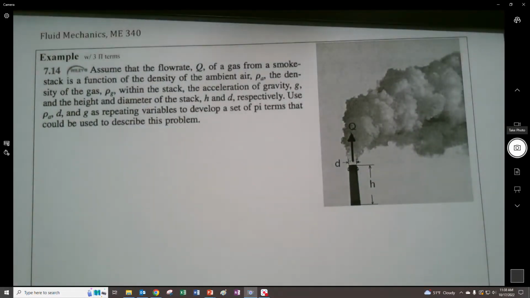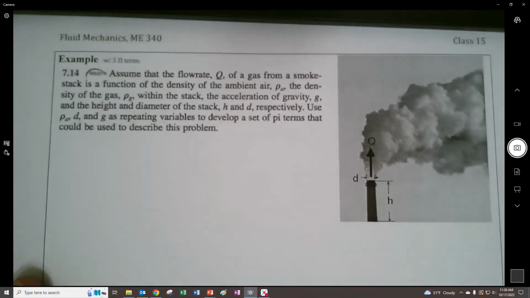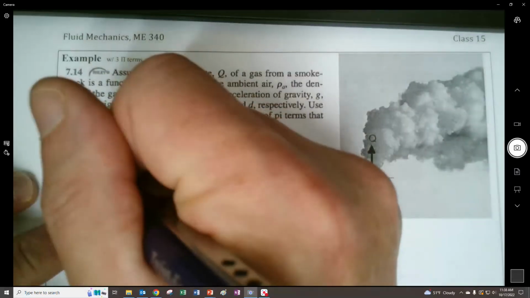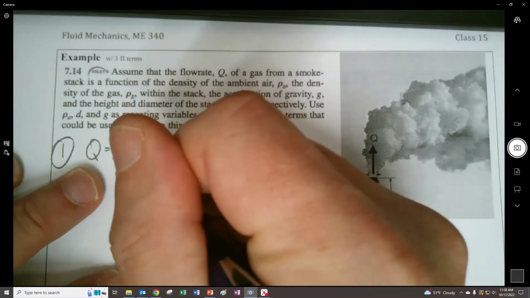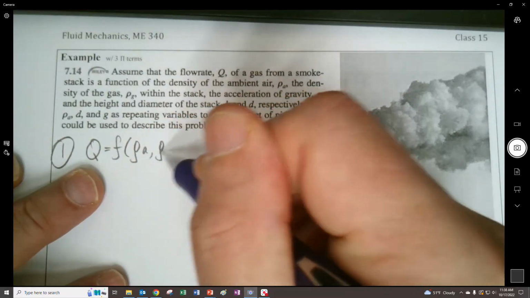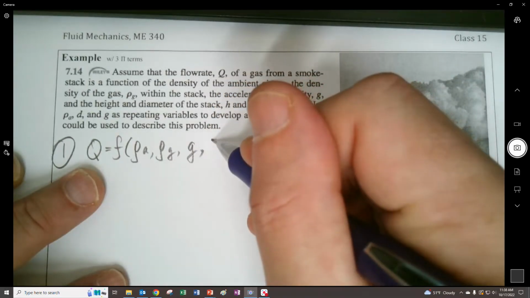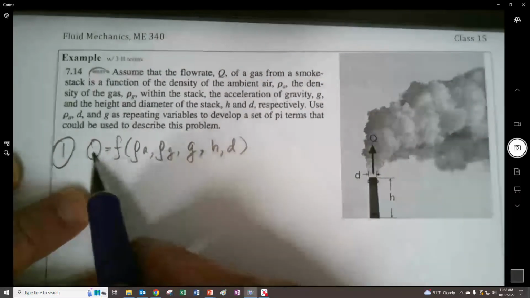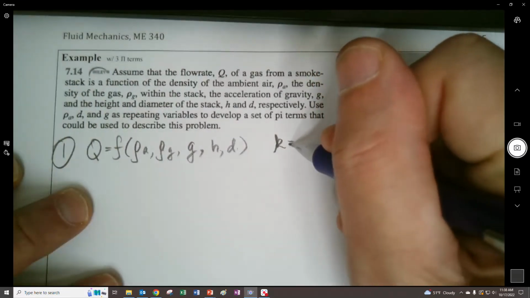So if we follow the step-by-step method I had described in class or in the previous video, we're going to first write out what our function is, right? So they're saying that the flow rate is a function of the density of the air, the density of the gas, the acceleration of gravity, and the height and diameter of the stack. So that's 1, 2, 3, 4, 5, 6 variables.